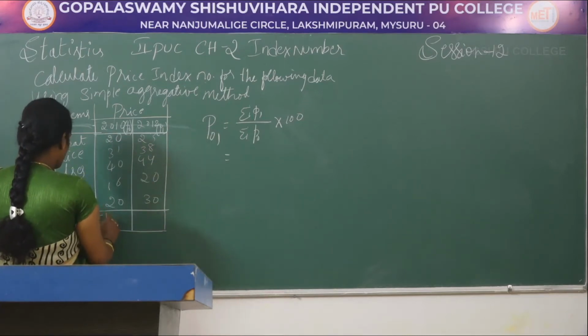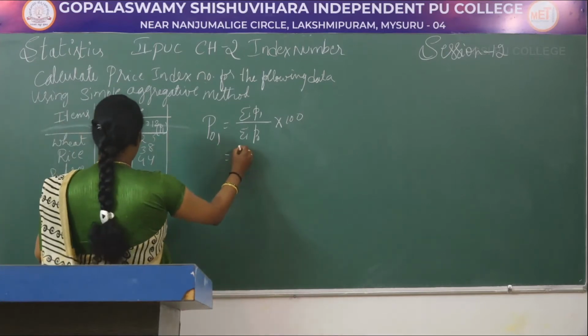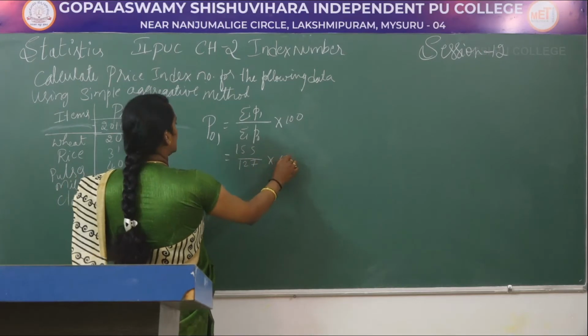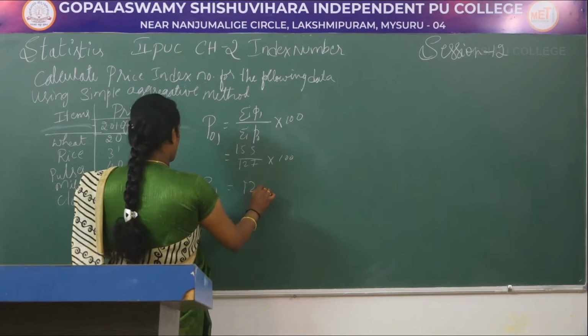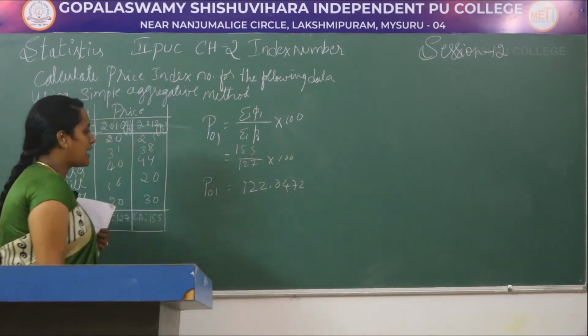So summation of P0 is equal to 127. Summation of P1 is equal to 155. So substitute that, 155 divided by 127 into 100. So P01 is equal to 122.0472. For this we have to write the comment.